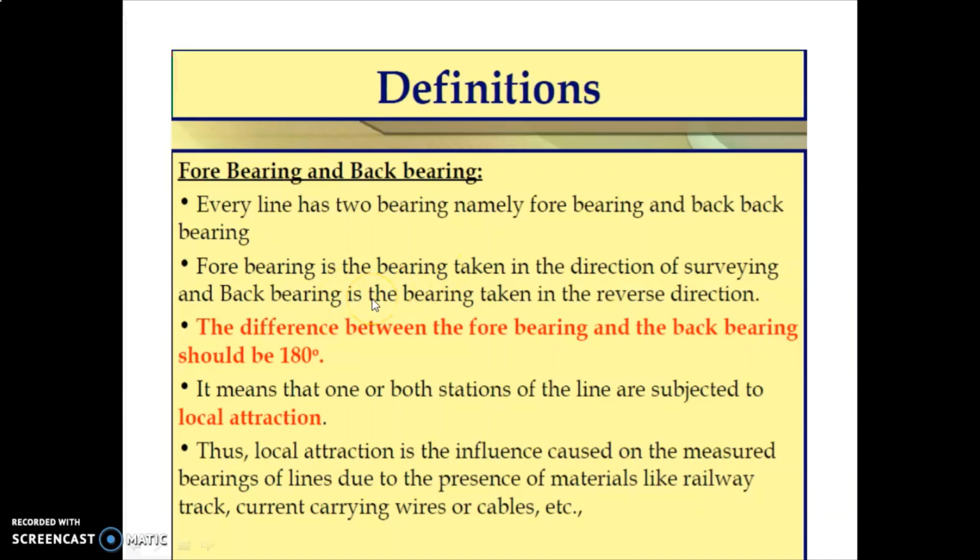I will show you the figure also so you can understand easily. The difference between the forebearing and back bearing should be 180 degrees. This is very important. When you have the two readings, forebearing and back bearing, always remember that their difference is 180 degrees. Otherwise, it means that one or both stations of the line are subjected to local error. This topic we will discuss later on, because right now we are focusing on bearing.